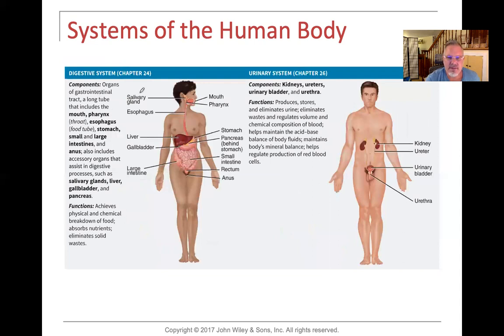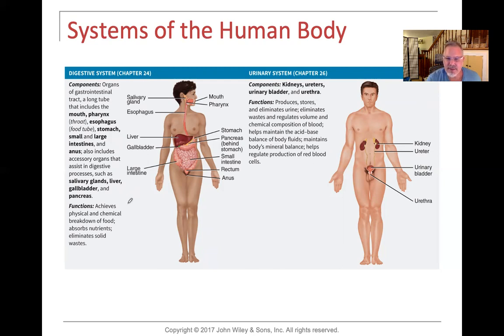Okay, the digestive system. The digestive tract is the mouth and the pharynx and the esophagus and the stomach and the small and large intestine. We have some accessory organs as well, like the salivary glands in the mouth, the liver, the gallbladder, the pancreas. These are accessory organs. They're major players in the game because they are producing lots of digestive enzymes to break down food, but they're considered accessory organs.